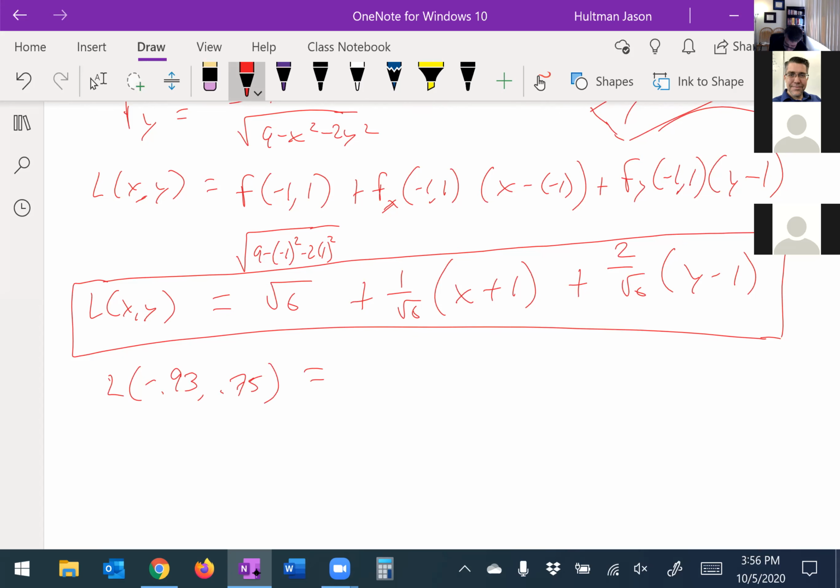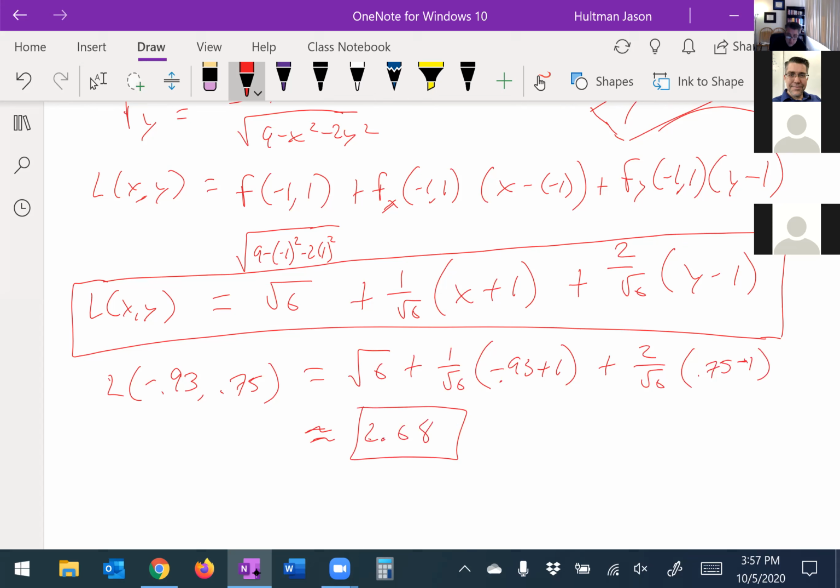Okay. So this is going to be radical 6 plus 1 over radical 6 times -0.93 plus 1 plus 2 over radical 6 times 0.75 minus 1. If I plug that all into a calculator, I should get approximately 2.68. Okay, so that's number 12.